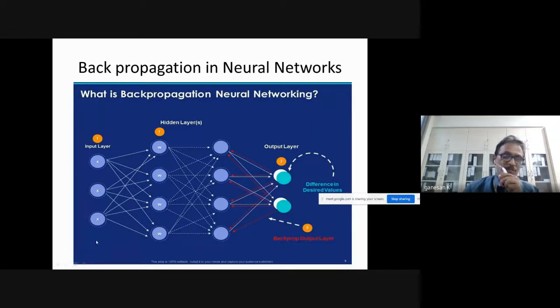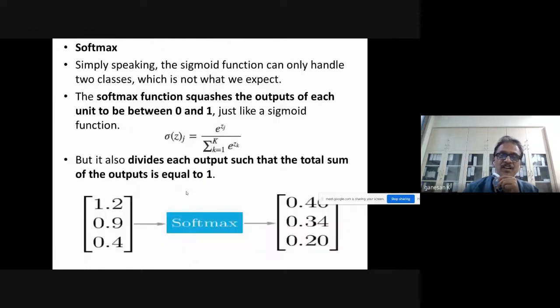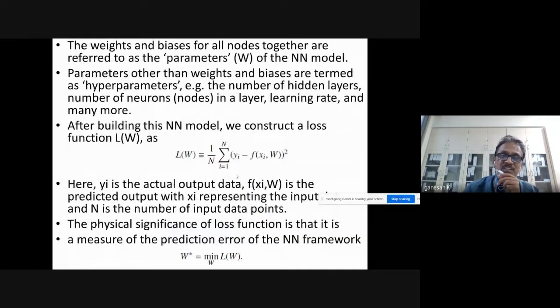Or in terms of signal processing, I can say that when the signal strength is small or the numerical value is so small, I can boost it by using a bias value, right? So this bias is not going to change the characteristics of your system. It is going to play only for numerical convenience or signal strength convenience. So all these are called parameters of our neural model.